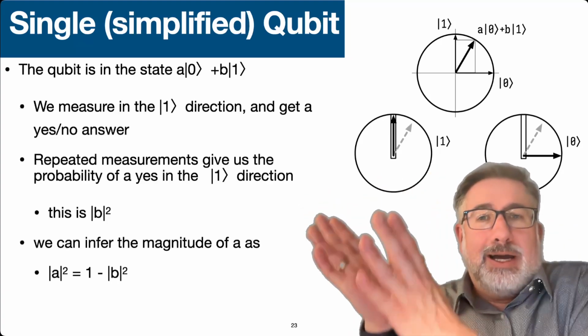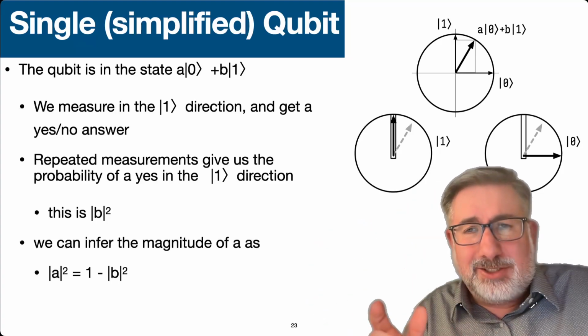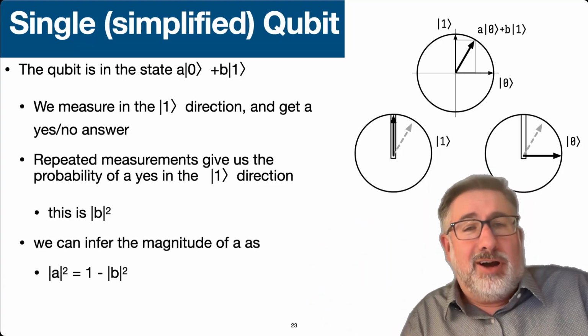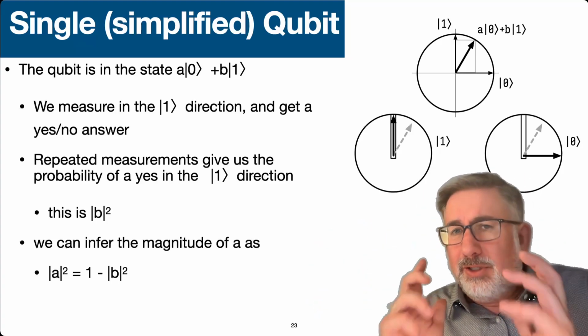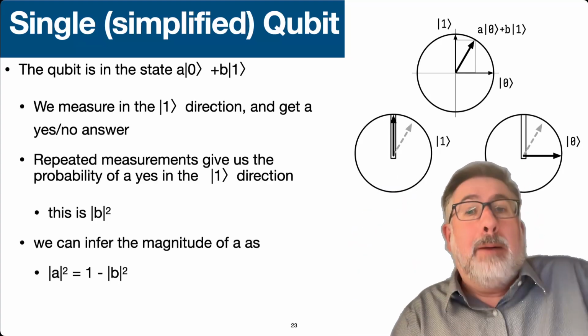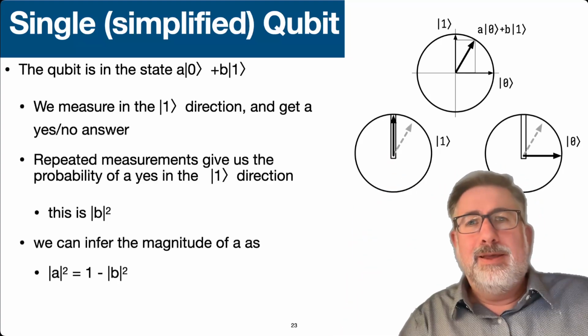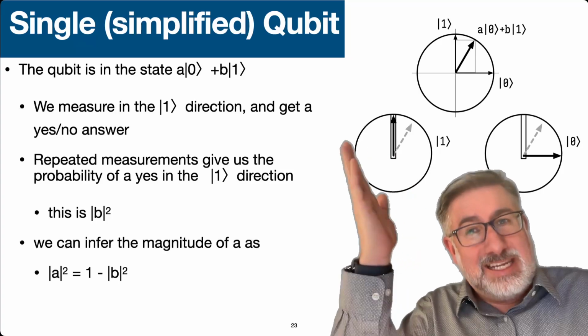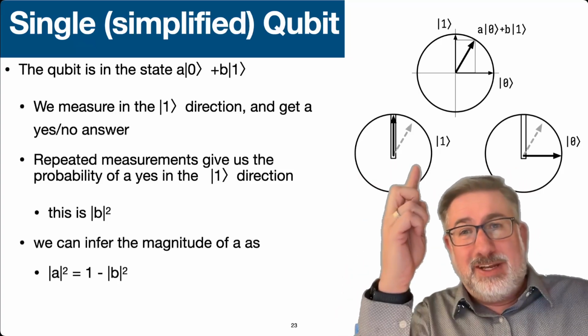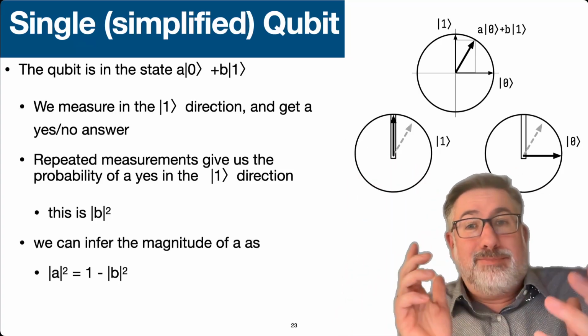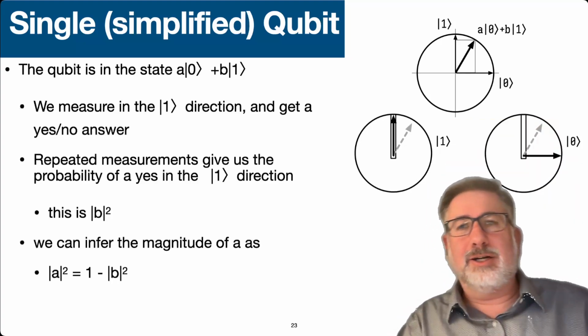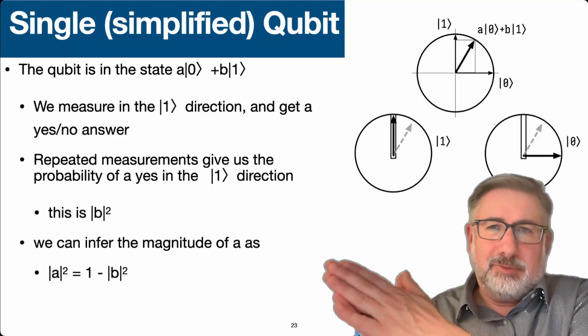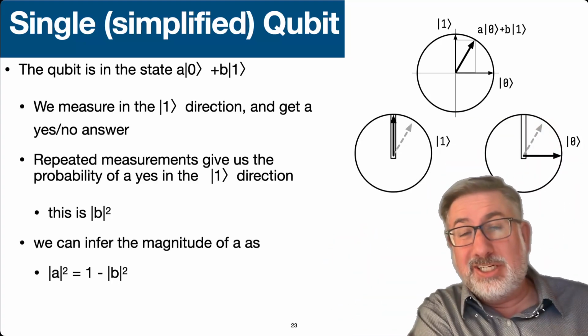I put my measurement device, my detector, and that detects whether or not the qubit is in the up position. Is it 1? That's all I can measure, is it 1? And I get a yes or I get a no, right? If it isn't, then I get a no. And looking at the way that this arrow is positioned, more of the time I'm going to get a 1 than a 0, but sometimes I'm going to get a 0.